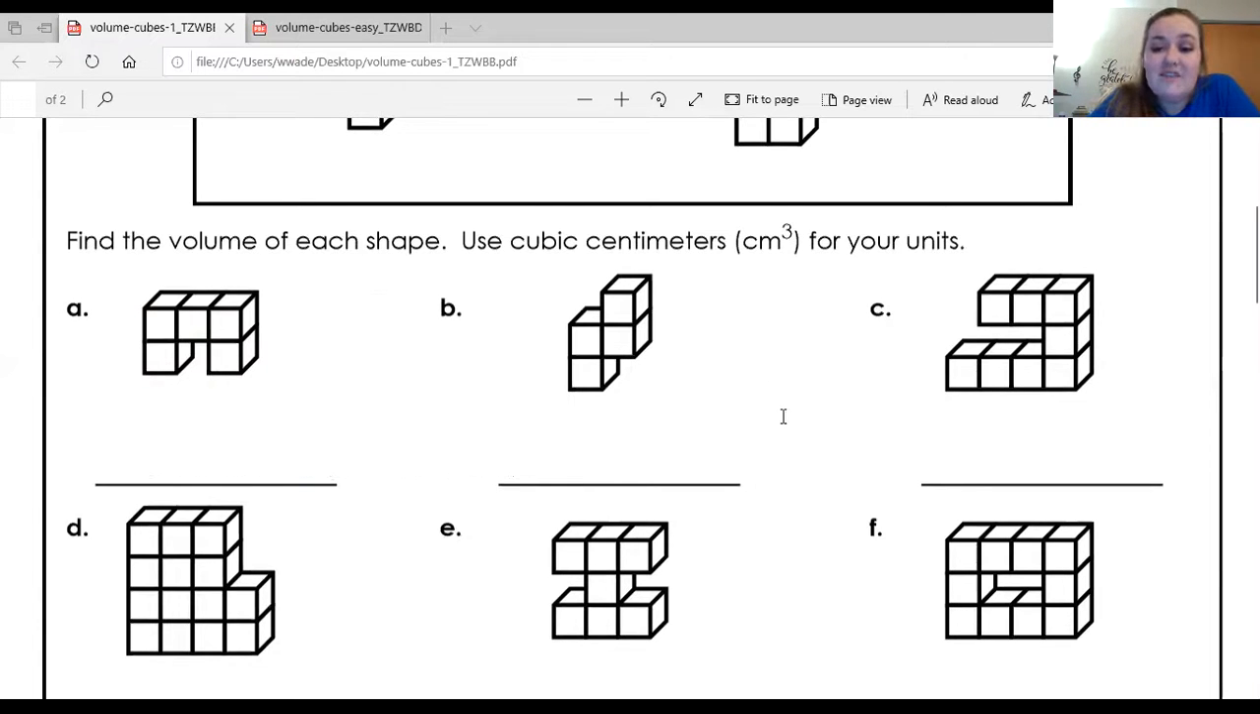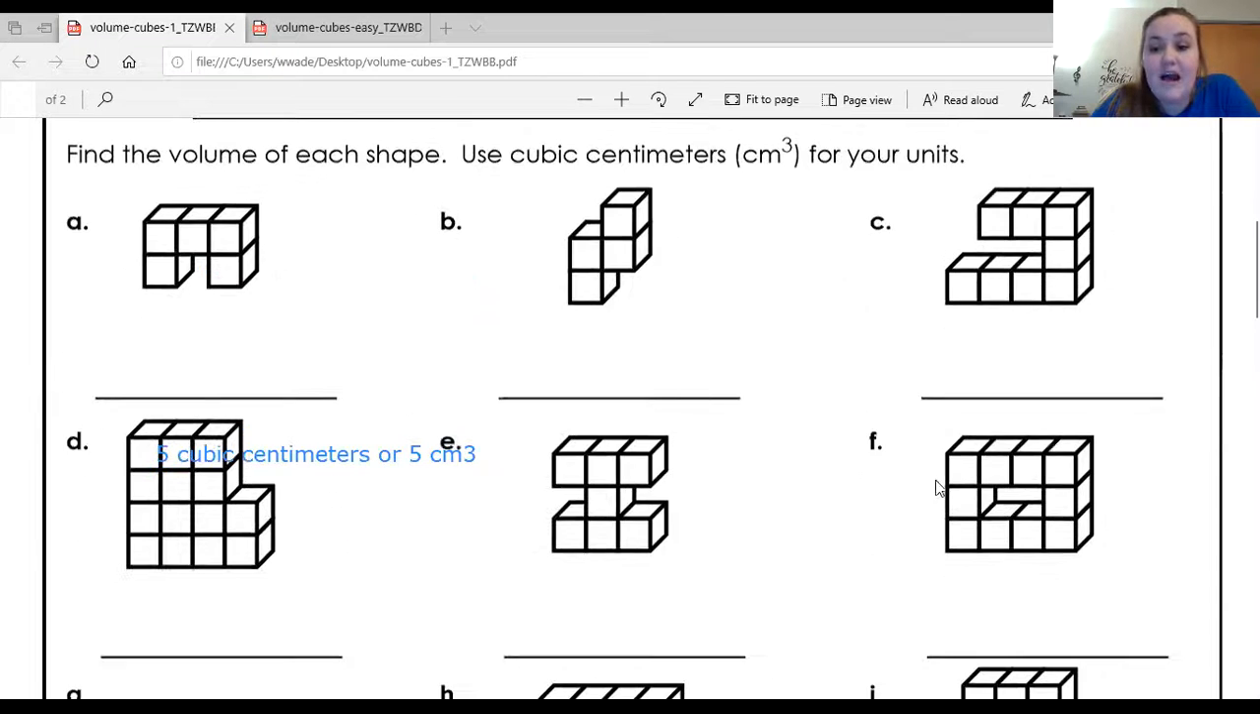So go through the rest of these and you'll be able to count each of them and figure out how many. Look at them. None of them are 2 layers. They're all 1 layer, but you'll want to be careful to count each and every one of them.